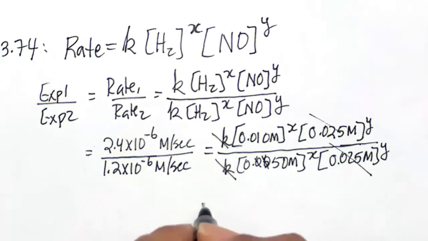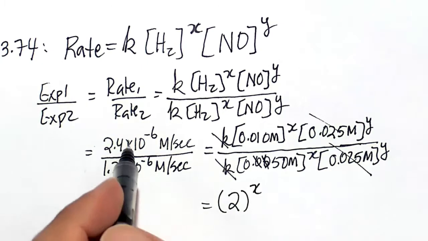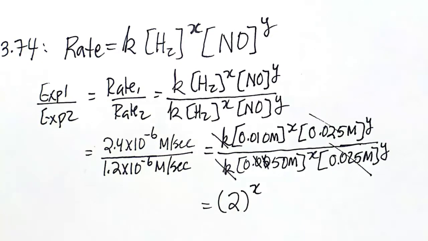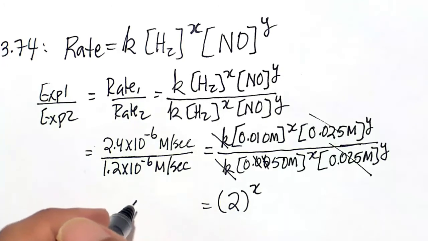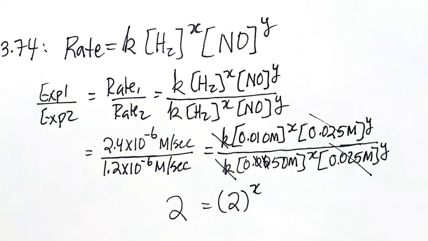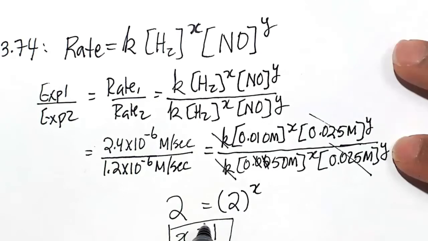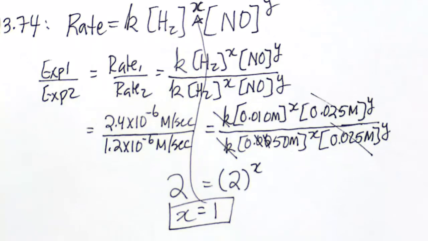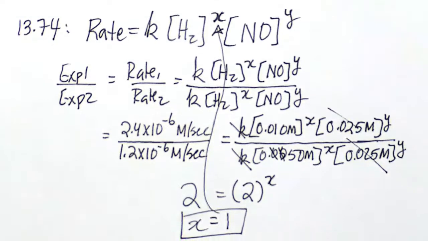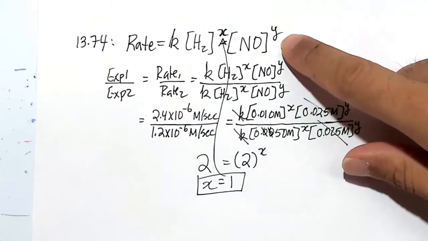So that's going to equal 2 to the power of x. 2.4 divided by 1.2 is going to be 2. Right? So 2.4 times 10 to the minus 6 over 1.2 times 10 to the minus 6. I can do it in my head, and it's going to be 2. So this looks to me like it is going to decay by first order kinetics, right? x is equal to 1. H2, I should say, is going to decay by first order kinetics and the associated equations that come along with it. All right, now we're going to do the order of reactant NO.